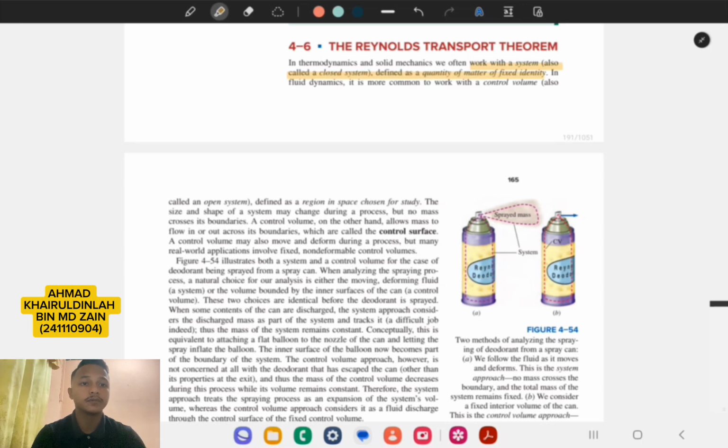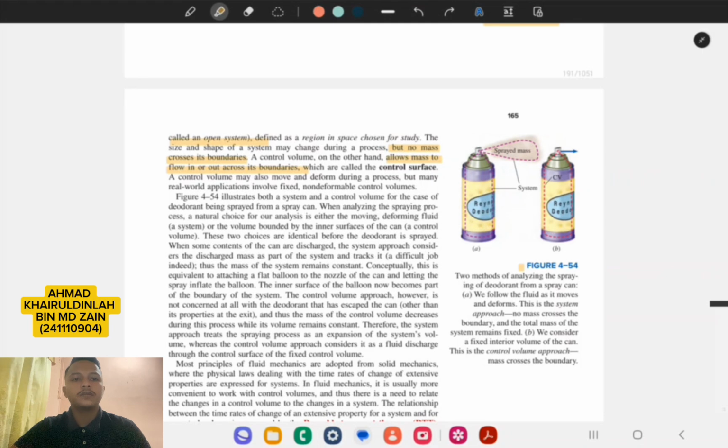So for introduction, in this topic, we can learn about two things. The first one is a system, that is also called a closed system. It is a quantity of matter of fixed identity. So a closed system means no mass can cross the system boundary. And then the second one is a control volume, also called an open system. It is a region in space that is chosen for study. So the control volume or open system allows mass to cross or flow out from the system boundary.